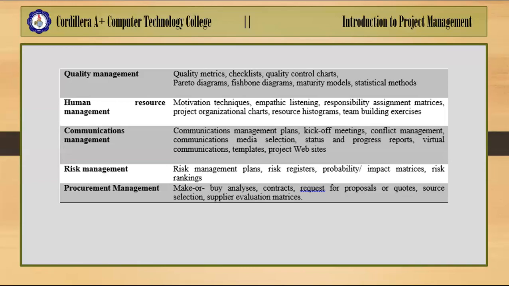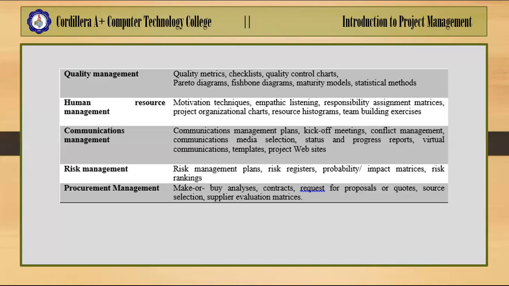So yan, risk management. So risk management plans, risk registers, probability impacts matrix, risk ranking. So paano pagka ganito ganyan, gumuho yung isang project mo, 'di ba? So kailangan pagplanuhan mo kung ano yung mga possible na solution once na nagka-problema diyan sa projects na ginagawa mo. You have also the procurement management, make or buy analysis, contracts, request for proposal or quotes, source selection. You have also the supplier evaluation matrix.